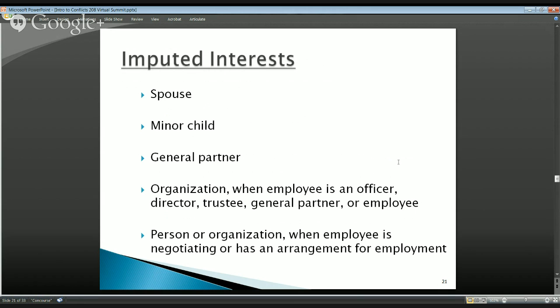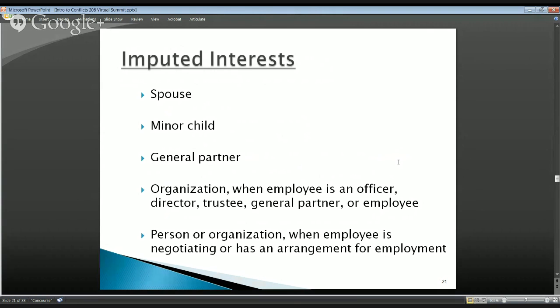And if you're wondering whether or not an outside position might be captured on here, a very general way to think about it, I'm not going to call it a rule of thumb per se, but a general way to think about it is where you're talking about an outside position in which the employee has a fiduciary responsibility of some kind. Generally speaking, that's going to be captured under 208.